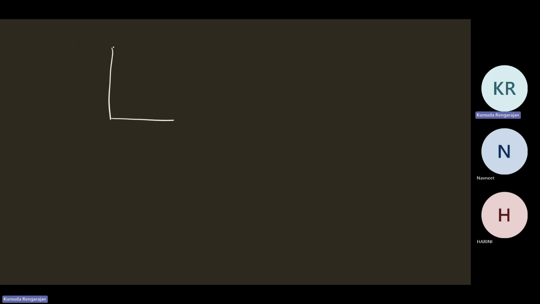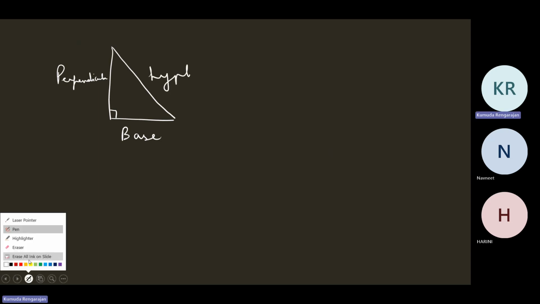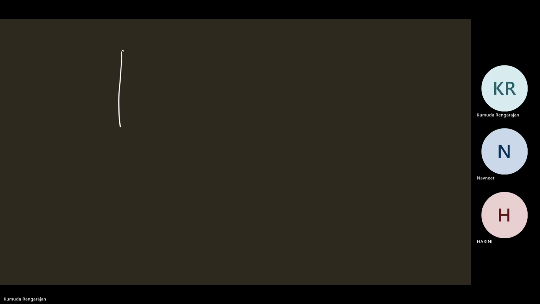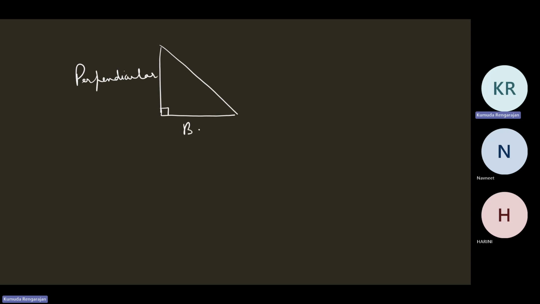Now we also see these terms used in a right triangle: base, perpendicular, and hypotenuse. I'll just do it again, sorry. Perpendicular, base, hypotenuse. This base is a leg. This one is also a leg.